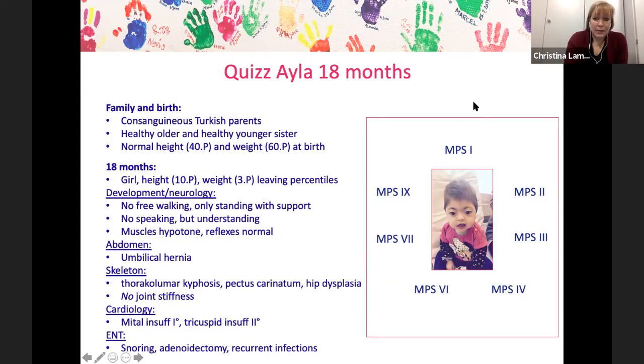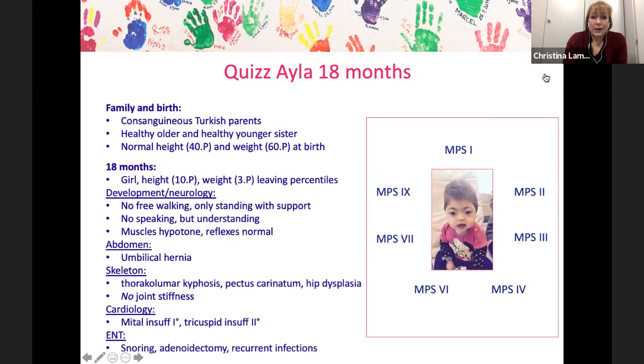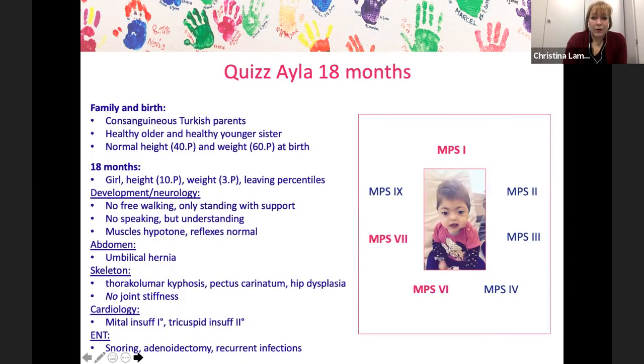So the last MPS type then is MPS 1, Hurler-Scheie and Hurler syndrome. And I will show you in the second part of my talk a Scheie patient from birth up to 40 years of life. But in this child, indeed, she has a lot of signs and symptoms that could lead to the diagnosis of an MPS 1 syndrome.